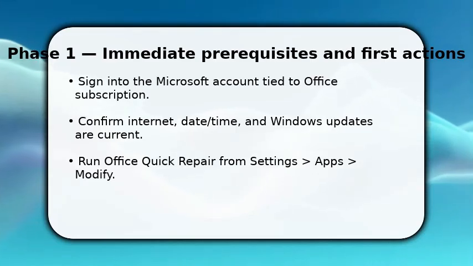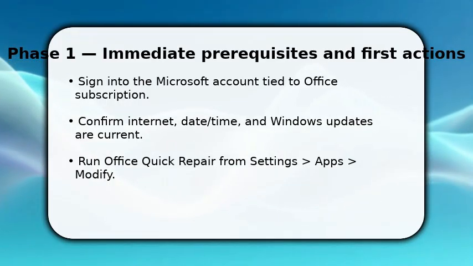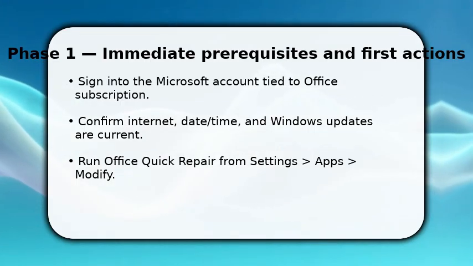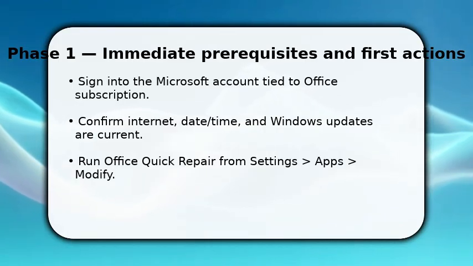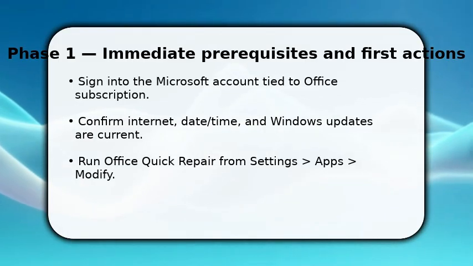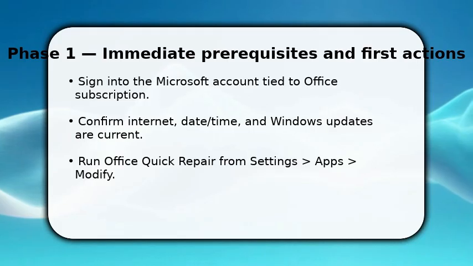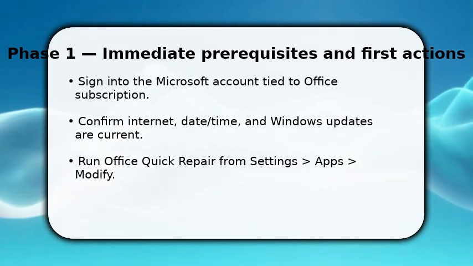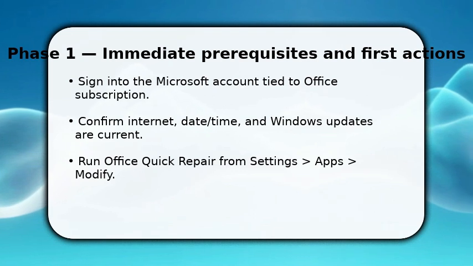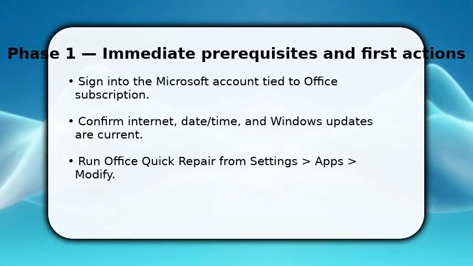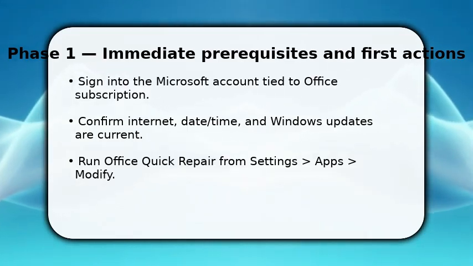You begin by confirming the essentials so activation can proceed. Sign into the exact Microsoft account that bought or manages your license, and make sure your PC has a stable internet connection. Activation depends on it. Once done, check system date/time and install pending Windows updates, because mismatches block licensing checks. Then open Settings, Apps, Microsoft Office, Modify, and run Quick Repair. This fixes common activation files without reinstalling. This initial sweep removes simple causes and prepares you for deeper fixes.